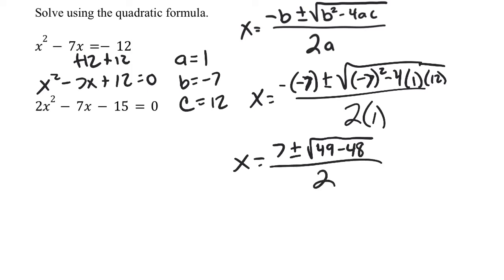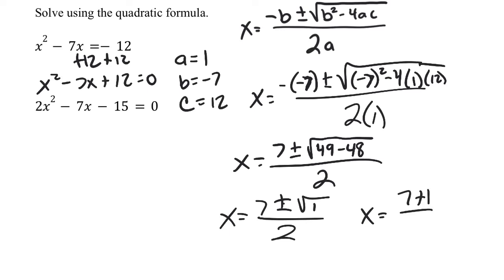It's all over 2. So x is equal to 7 plus and minus the square root of 1, which will just end up being 1. That's all over 2. So I have to split it up now. I have x is equal to 7 plus 1 over 2. I also have 7 minus 1 over 2. So 7 plus 1 over 2 is 8 over 2, which is equal to 4.